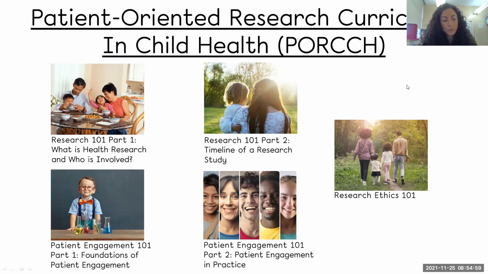And then the other two modules are about patient engagement, again split up into two parts. The first part summarizes key concepts of effective patient engagement in child health research. It looks at the readiness for engagement and the spectrum of engagement. The second part of patient engagement focuses more on the practical aspects. It looks at the challenges, such as changing the culture, issues with tokenism or operational issues, as well as the methods for engagement. And the last one is Research Ethics 101.